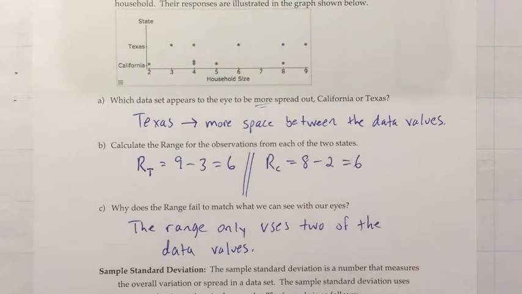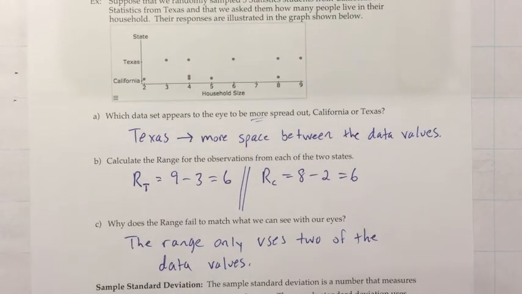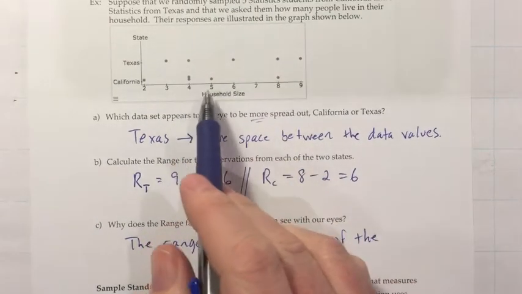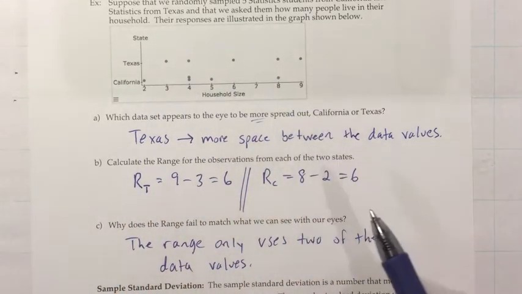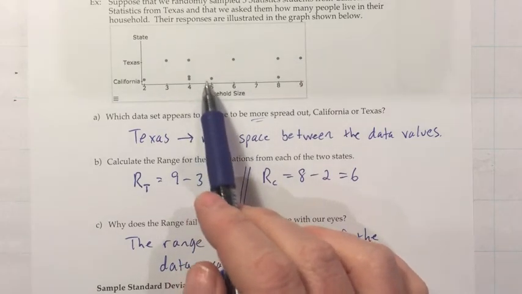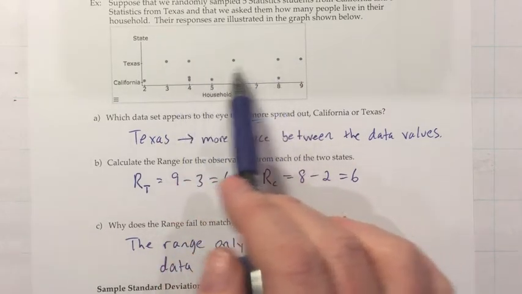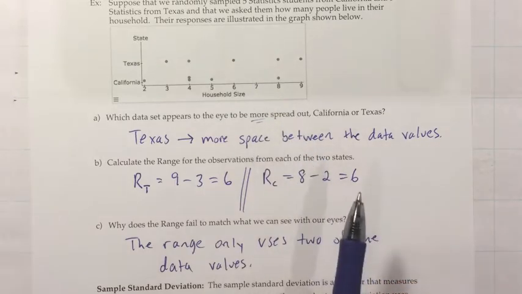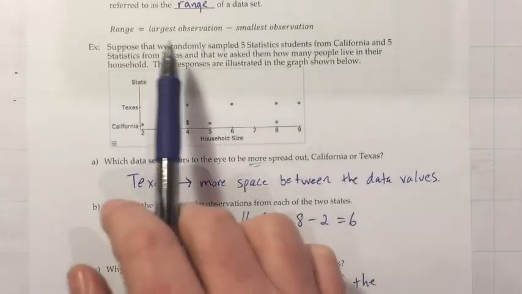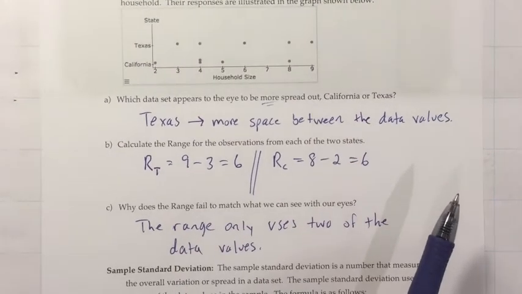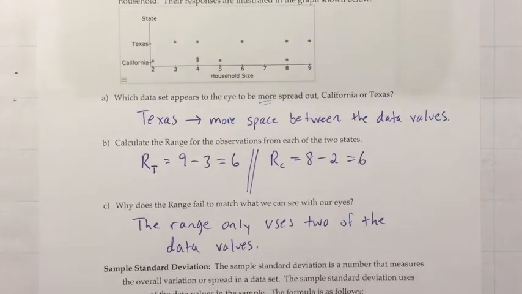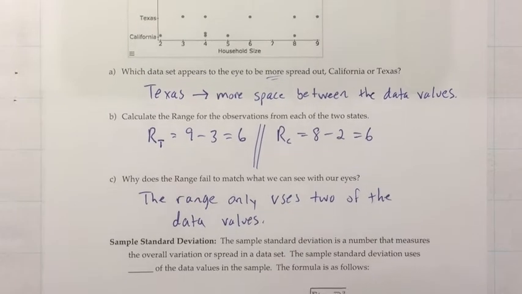So what that ends up meaning is that if things are spread out differently in the middle, we don't notice that. The distance from small to large was the same in Texas and California, but the middle 3 here were very tightly packed together, whereas the middle 3 in Texas were more spread out, but the range only uses the largest and the smallest, so it doesn't notice what's going on in the middle. So the range is nice because it's a really quick calculation, but it does have that drawback of not paying attention to what's happening in the middle of the data set, and we do care about that a lot of times.